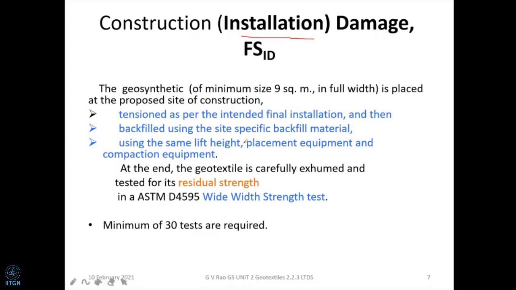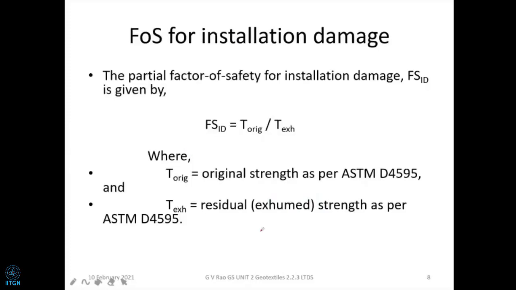And what we do now, after applying the number of rolls actually, number of passes, then we first of all remove that, and that is called exhuming actually, and find out the residual strength. So this residual strength is to be as per ASTM some number, and we have to find out the wide width tensile strength test actually. Okay, and the minimum 30 tests are required. This is the basic procedure.